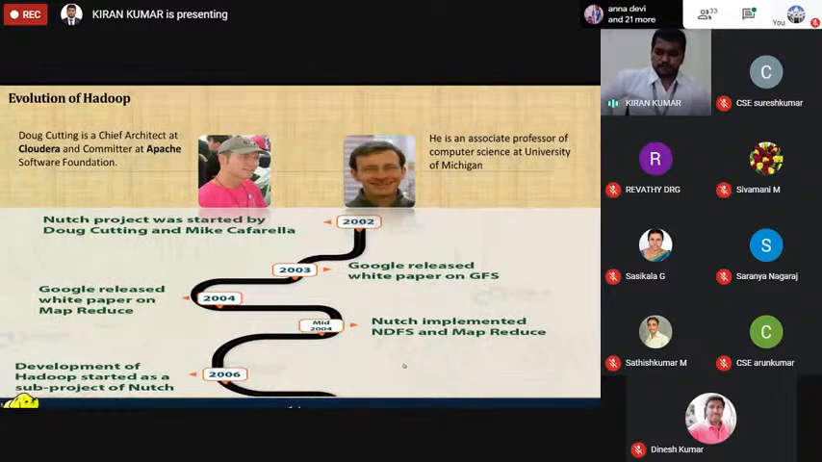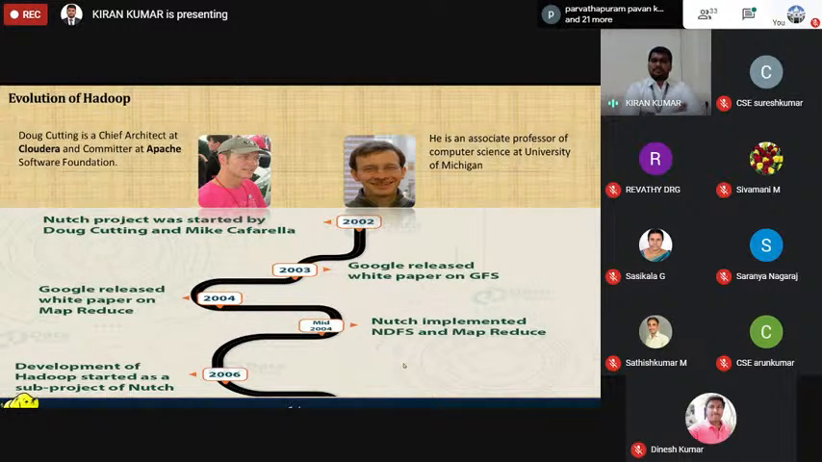Before I go into a detailed discussion of HDFS or Hadoop, let me give a small journey of how Hadoop was invented and how it started. These are the two legends you can see on the screen. Towards the left you can see Doug Cutting, and towards the right you can see Mike Cafarella. They are the two legends who invented Hadoop. Doug Cutting's current role is chief architect at Cloudera and committer at the Apache Software Foundation. Cafarella's current position is associate professor at the University of Michigan.